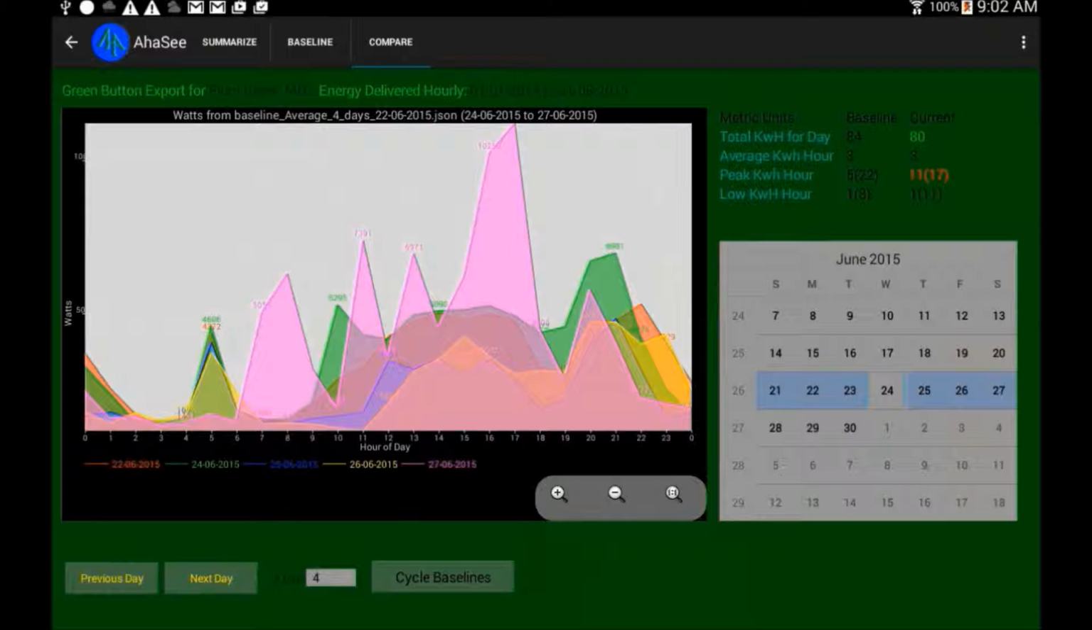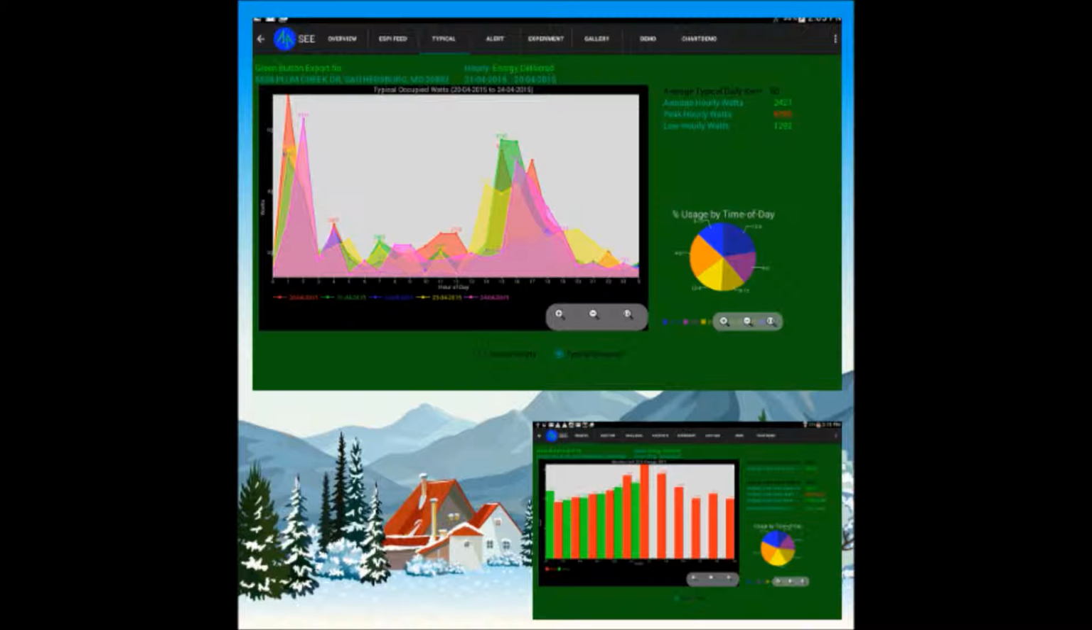These sort of comparisons allow you to investigate anomalies in performance and also ensure that usage is what you want it to be. Thanks to the Smart Energy Explorer, you can quickly and easily understand your usage patterns and make smart, efficient decisions.